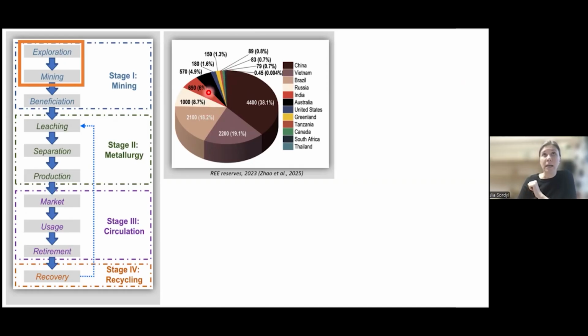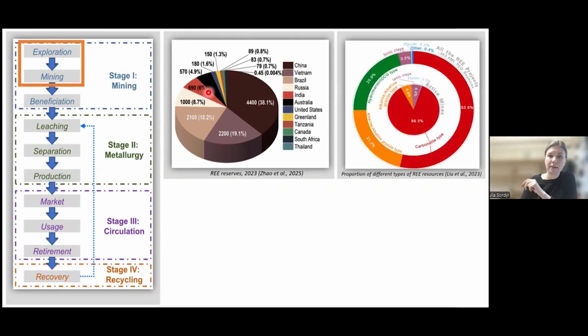In terms of mining, there are actually three main mines that are exploiting REs currently, and those are Bayan Obo in China, Mountain Pass in the US, and Mount Weld in Australia. And there are a few smaller mines that are operating. If we take a look at this graph, the inner circle represents the active mines, and the outer circle represents big RE exploration projects.